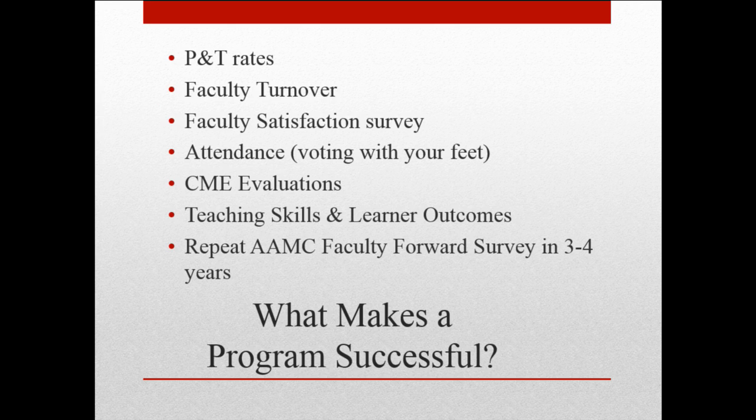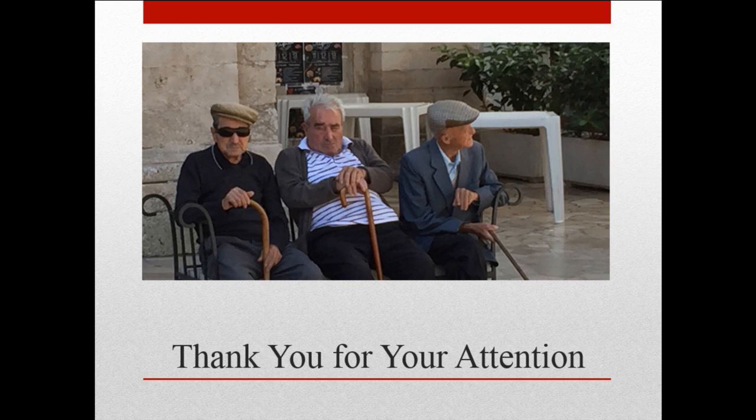Hopefully it's not. What makes a program successful? So metrics that you might want to look at are promotion and tenure rates, turnover rates, faculty satisfaction surveys, your CME evaluations after your individual programs, the attendance, how many people are coming. Teacher skills and learner outcomes is something that we hope to move towards, but is an important one. And then something like the faculty survey, the AAMC survey, it has a different name now, I don't remember what it is, but it's for a fee, and you can do that every 3 or 4 years, and that gives you very meaningful data as well.